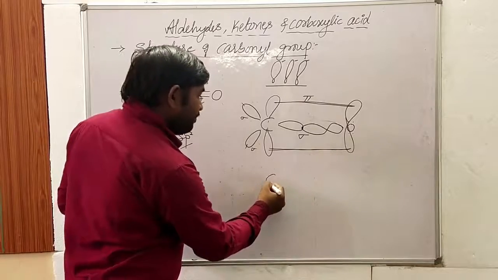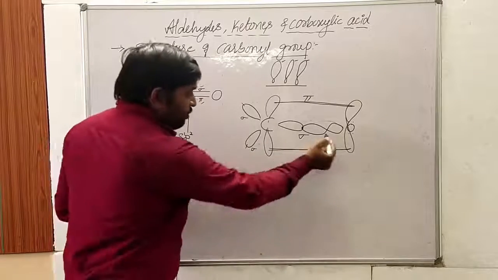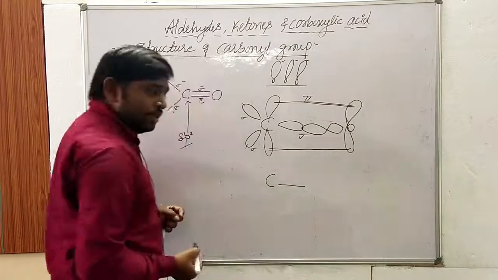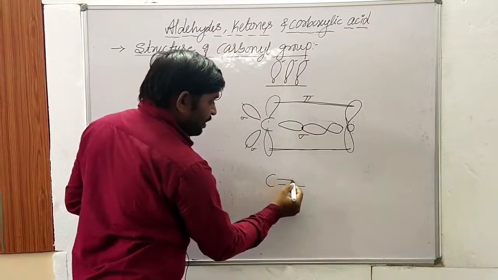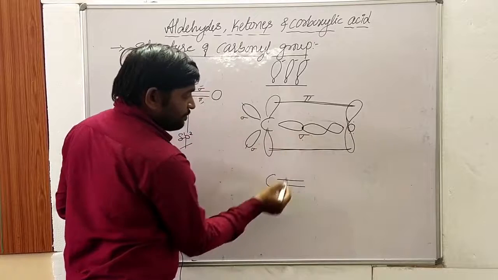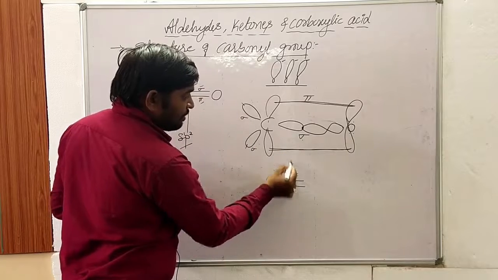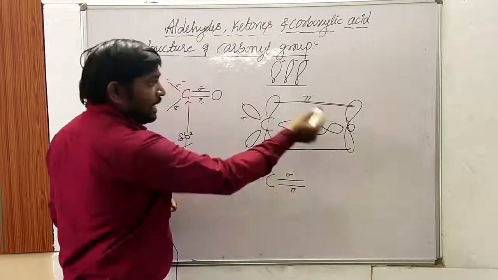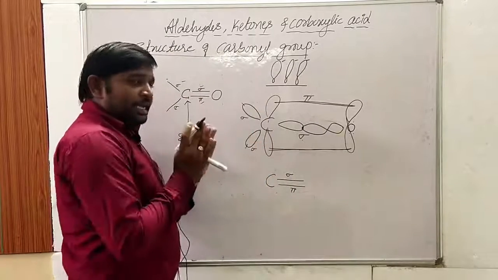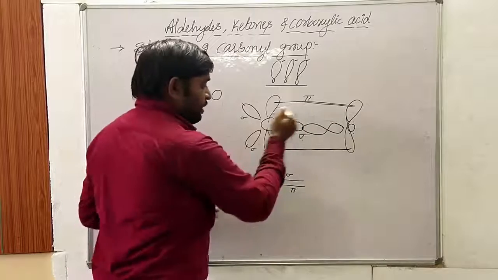Here carbon is there, as usual a sigma bond is formed, and there is a pi bond also. Due to lateral overlapping there is a formation of pi bond, and due to axial overlapping there is a formation of sigma bond. This is a sigma bond, axial overlapping. This is a pi bond, that is sideways or lateral overlapping. Pi bond is a weak bond.